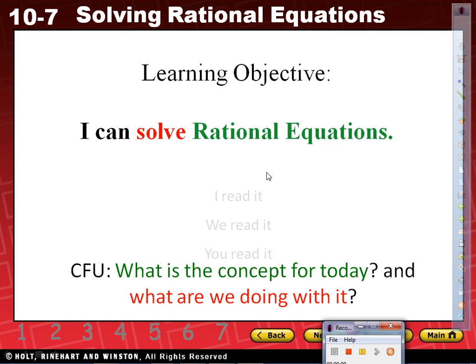Here we go. I can solve rational equations. Let's read together. 1, 2, 3. I can solve rational equations. So notice we're no longer on expressions. We're on equations, rational equations. What are they? Let's find out.